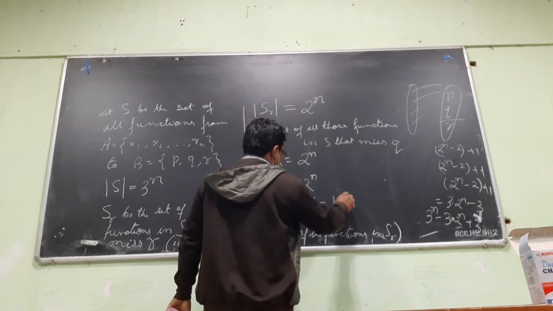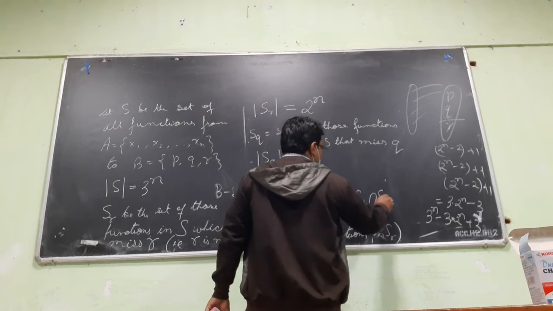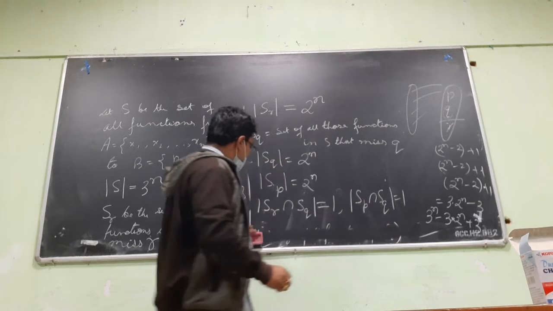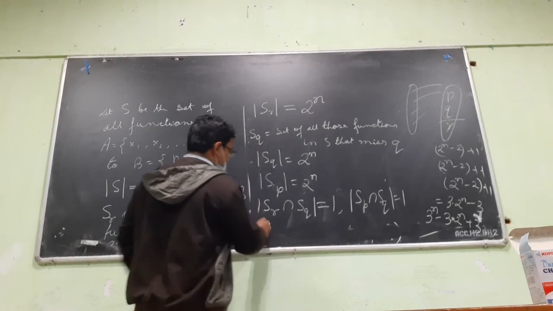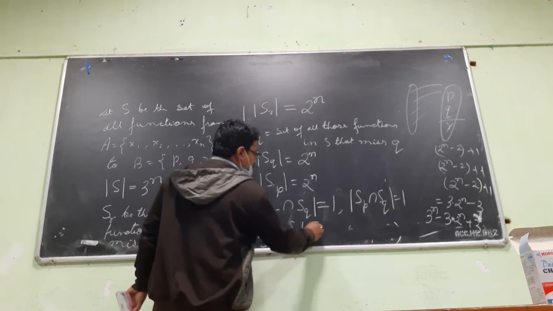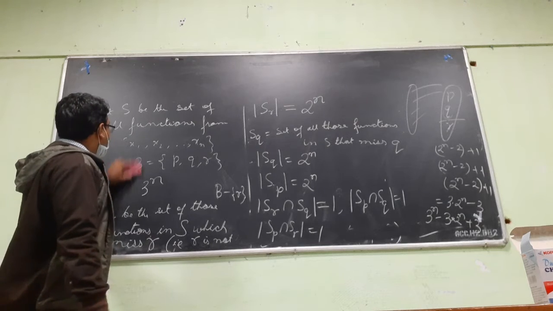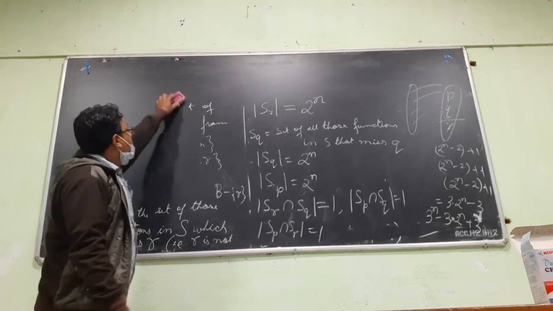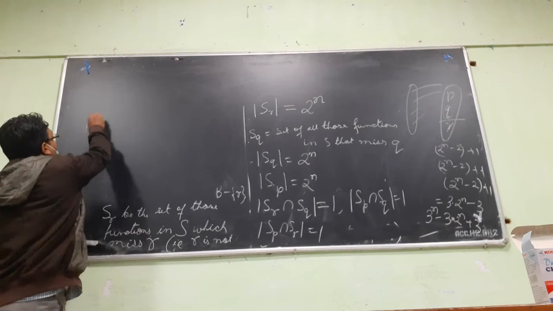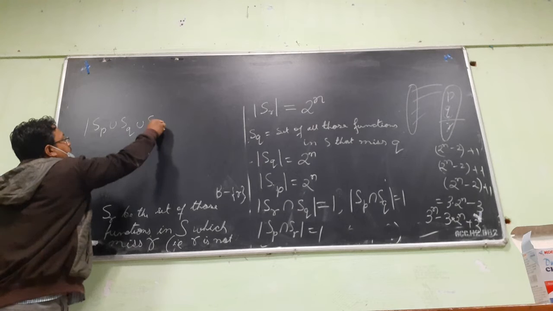So that is 1. Similarly, the number of elements of SP and SQ is also 1, and the number of elements of SP and SR is also 1. Now what I have to find out is the number of elements of SP union SQ union SR.